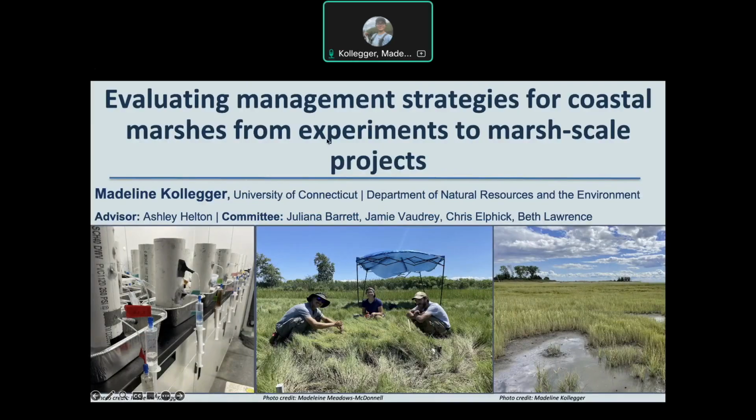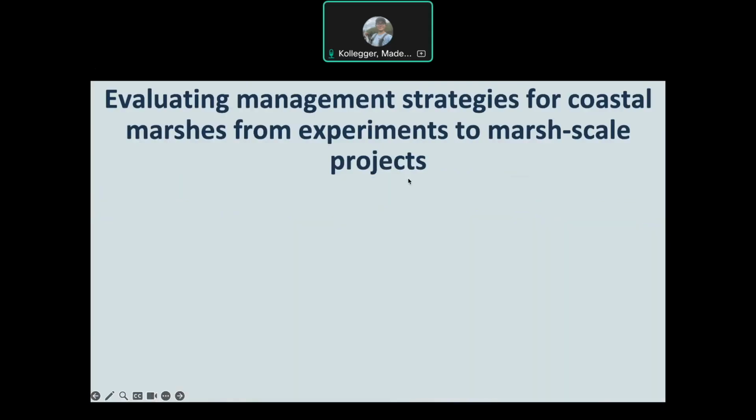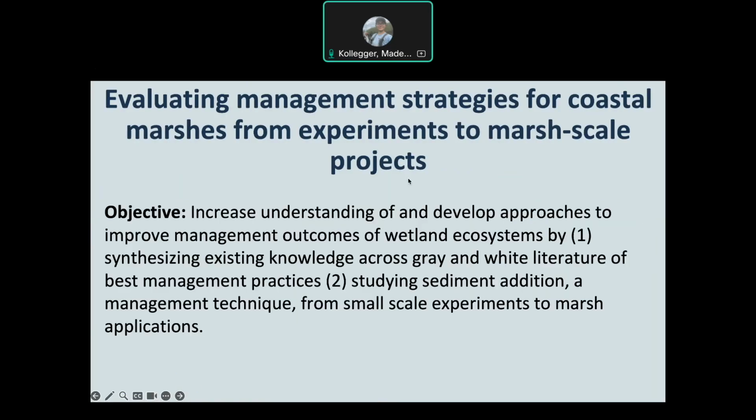Hi, everyone. I'm going to present the research that I've been doing over the last 4 years, and that has fallen under the broad umbrella of evaluating management strategies for coastal marshes from experiments to marsh-scale projects. And so the specific objectives were to increase understanding of and develop approaches to improve management outcomes of wetland ecosystems.